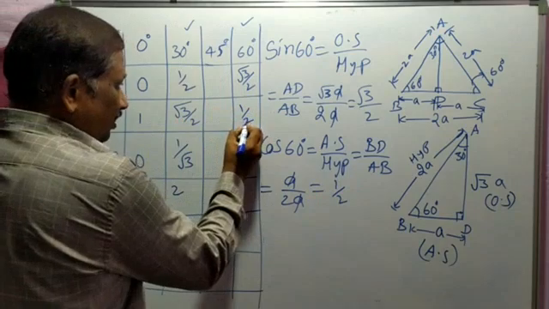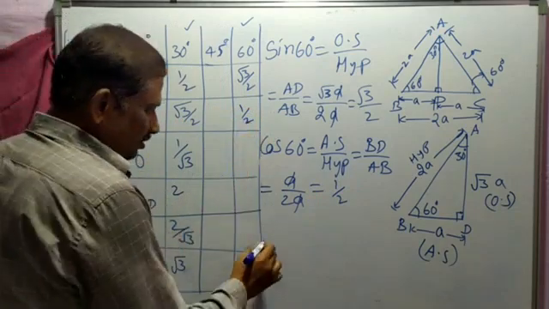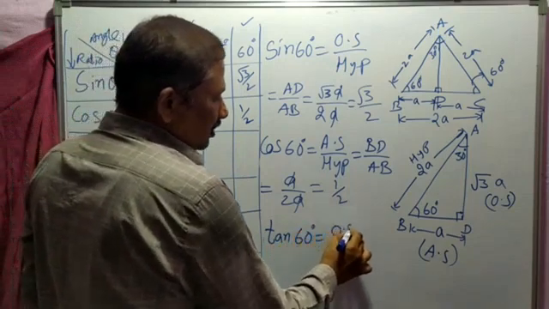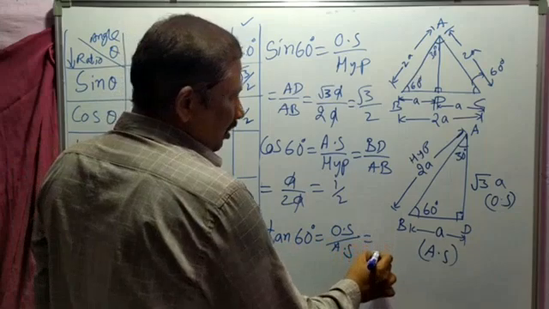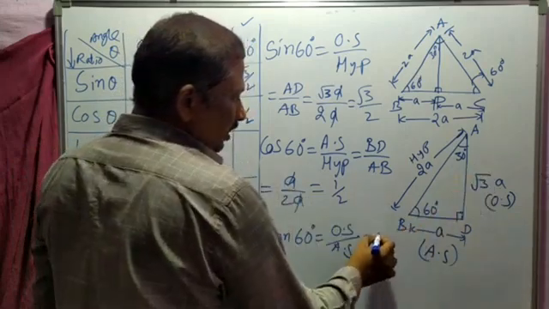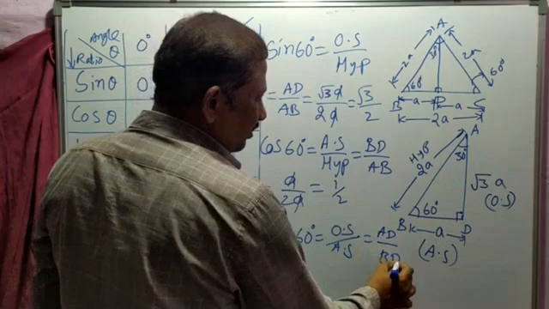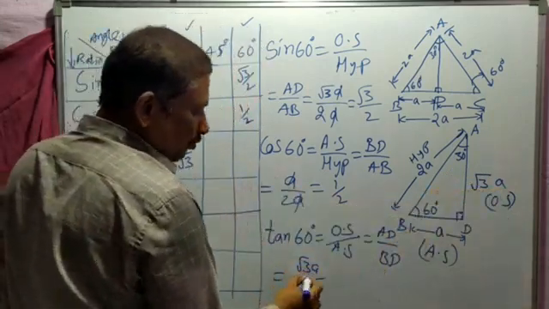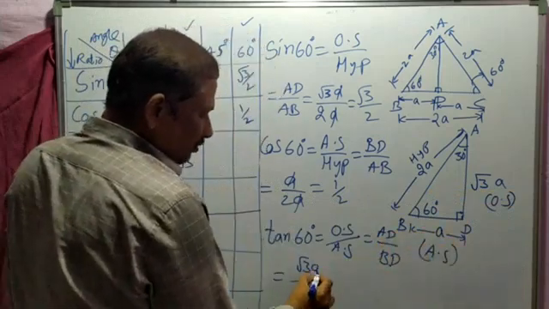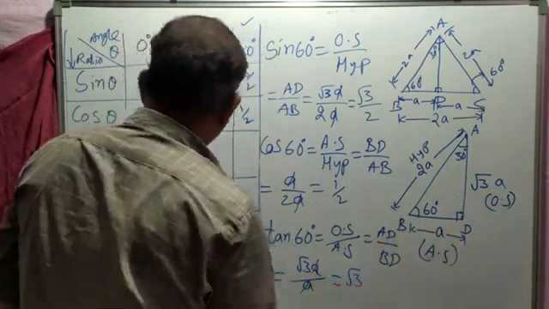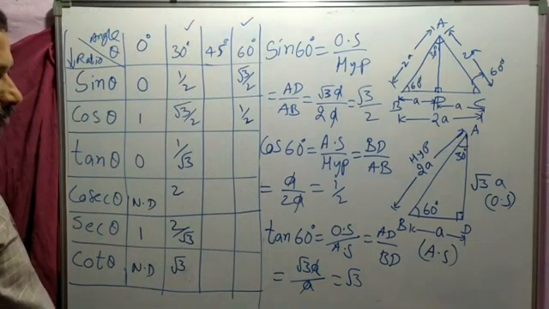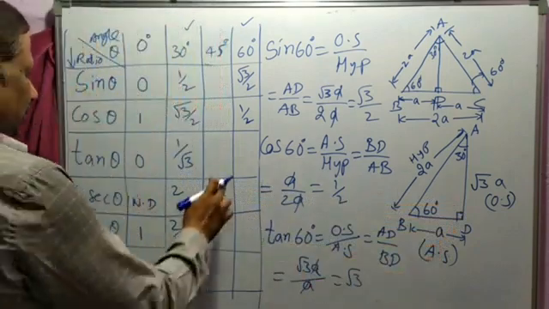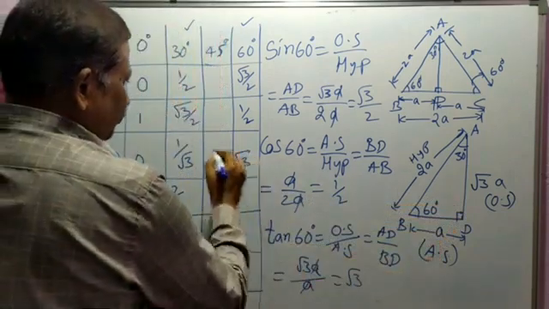Okay. Next tan 60 degrees. Tan 60 degrees is opposite side by adjacent side. The opposite side of this 60 degrees is AD by BD. What is the AD value? Root 3A. What is the BD value? A. A gets cancelled, we will get root 3. So here this value will come, root 3.